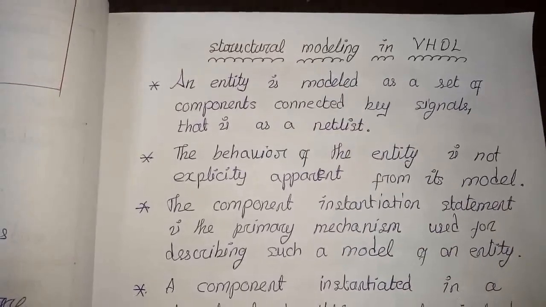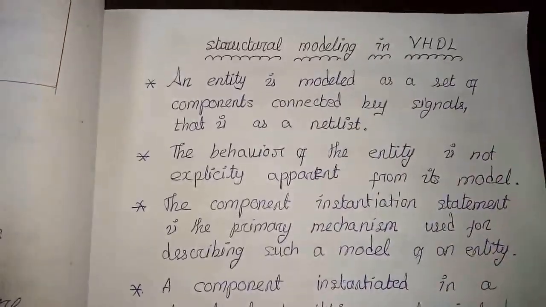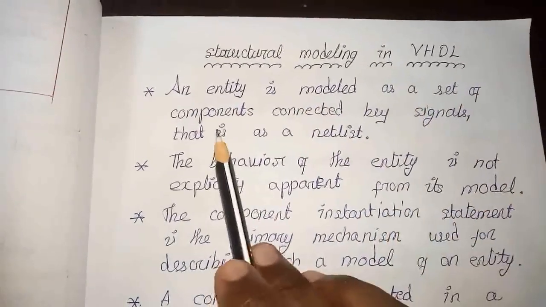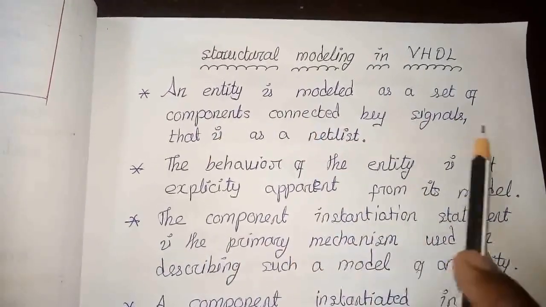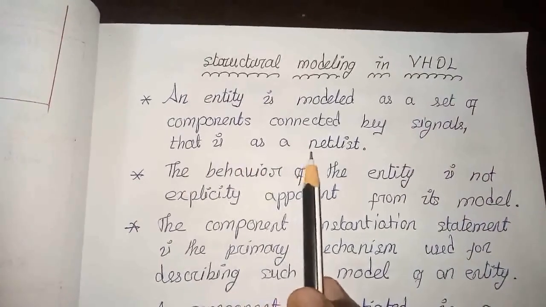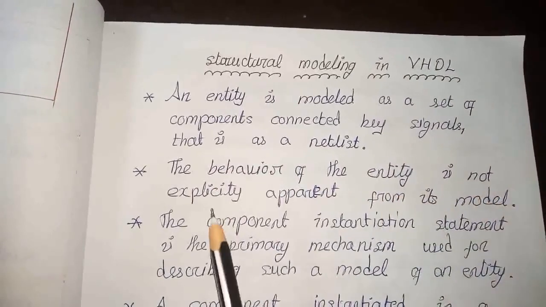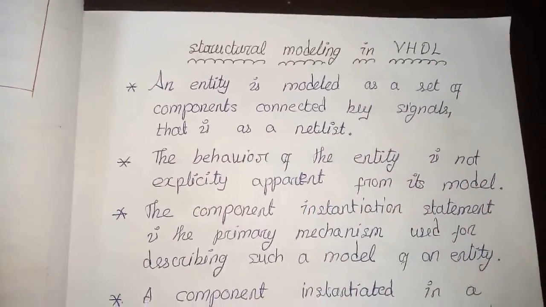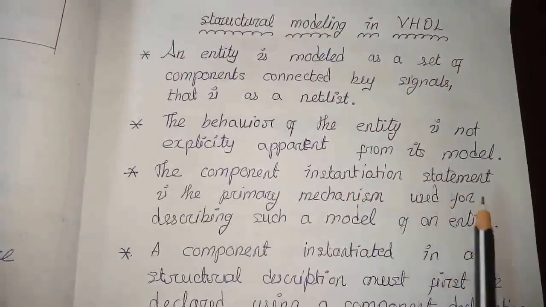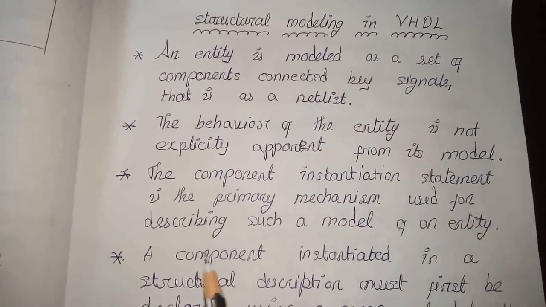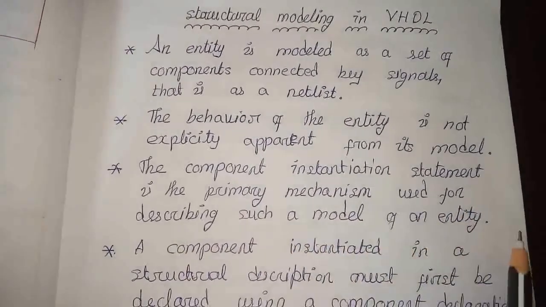Hi, next we discuss structural modeling in VHDL. An entity is modeled as a set of components connected by signals, that is, as a netlist. The behavior of the entity is not explicitly apparent from the model. The component instantiation statement is the primary mechanism used for describing such a model of an entity.